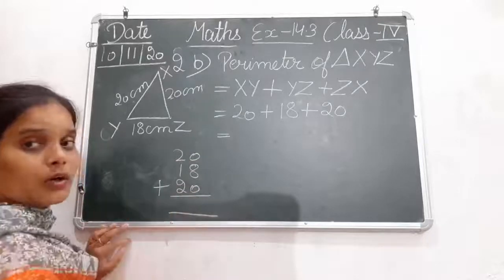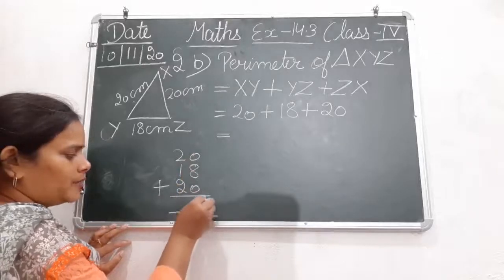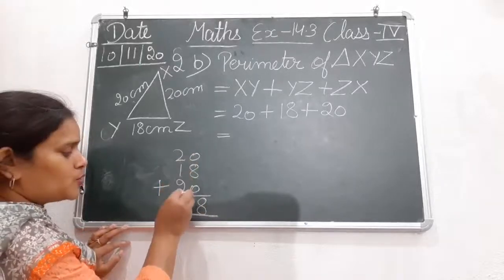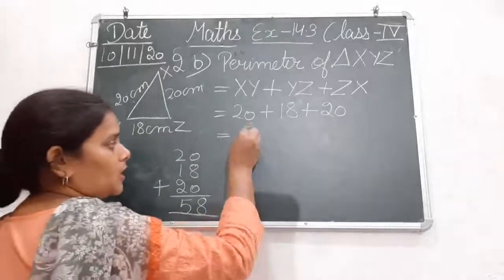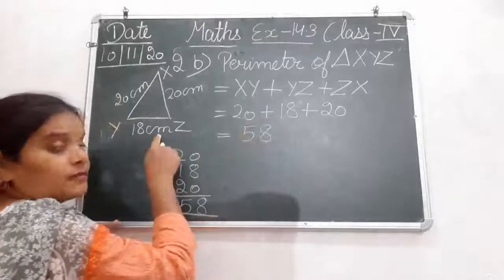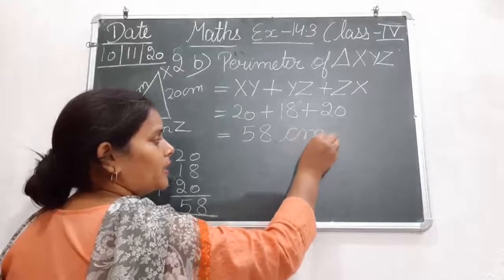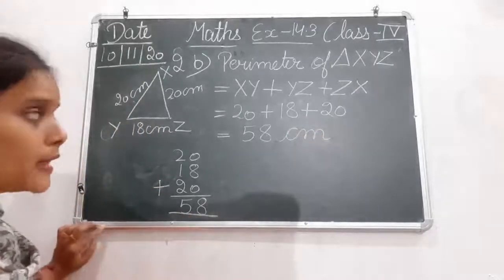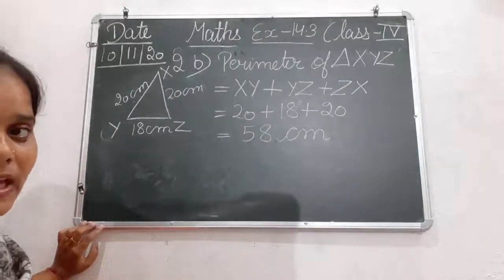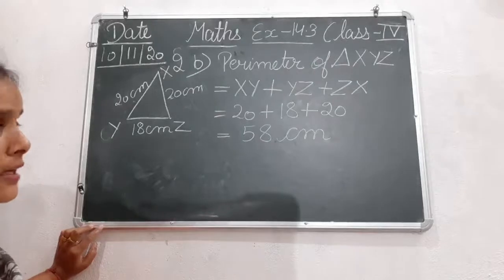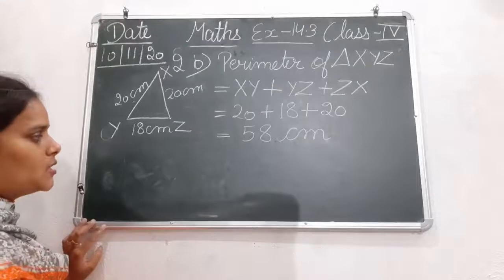So now let's add them all. 0 plus 8, 0 plus 0, 8. So that will be 8. 2 plus 1, 3. 3 plus 2, 5. So the answer is 58. So here we will write 58. The question was given in the unit, कौन सी थी वहाँ पे? That is centimeter. So you will write it centimeter. So the perimeter of triangle XYZ is 58 centimeter.